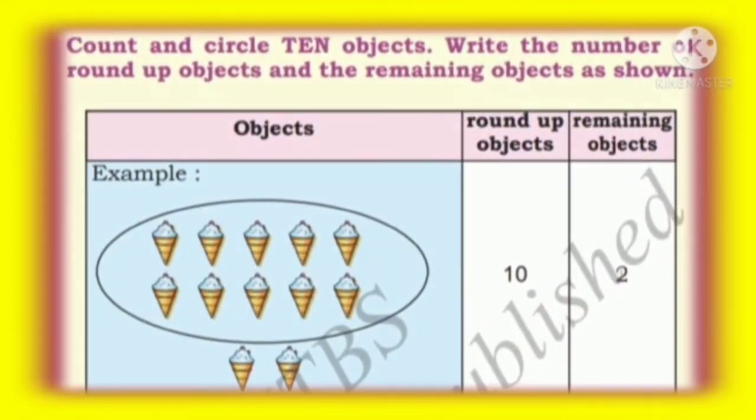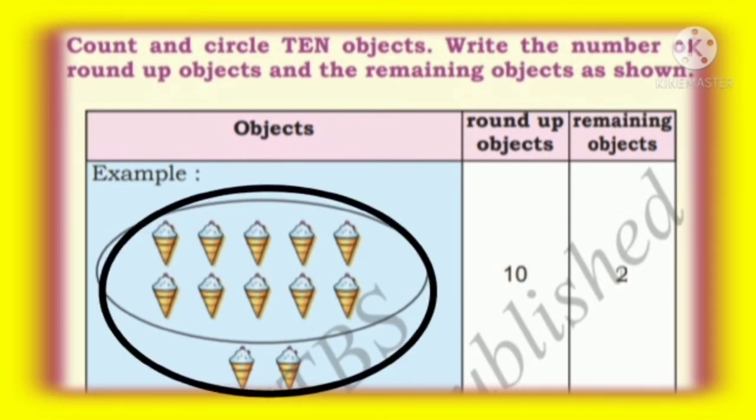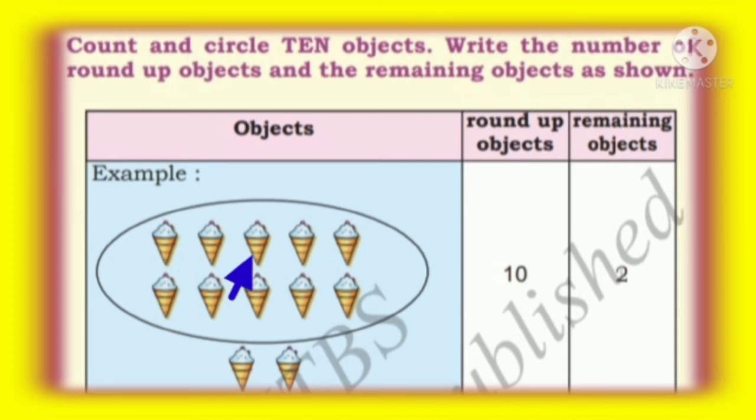Children, here we have some objects. We should circle only 10 objects. First, we have ice creams. How many ice creams are there? Let us count it. 1, 2, 3, 4, 5, 6, 7, 8, 9, 10, 11, 12. So, totally 12 ice creams are there.